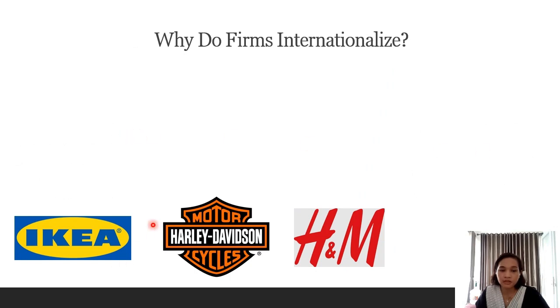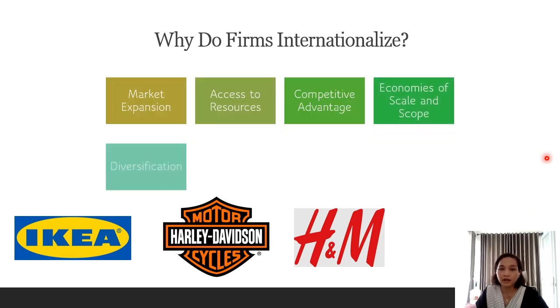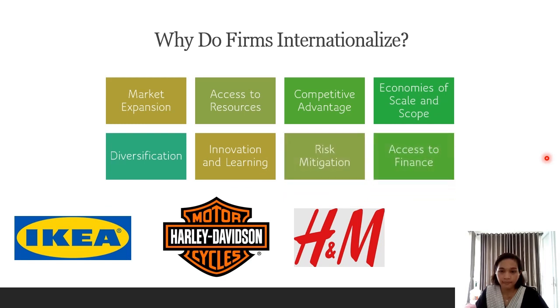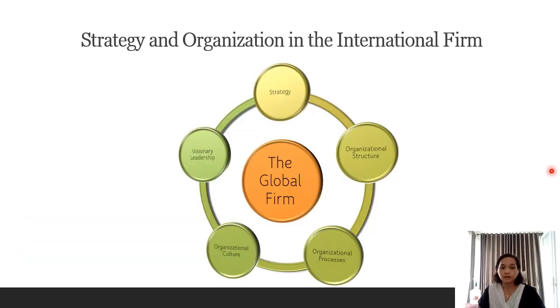These are international firms or international corporates that some of us already know very well, and these are some of the reasons why they are doing internationalization: market expansion, access, competitiveness, and also diversification. There are strategy and organization in the international firm, and it really depends on the strategy, structure, process, culture, and visionary leadership.